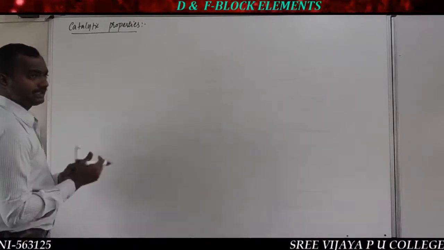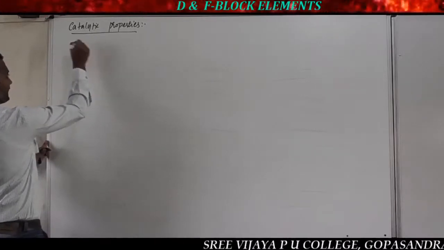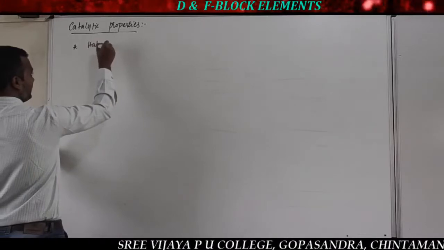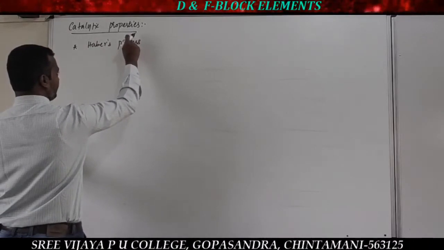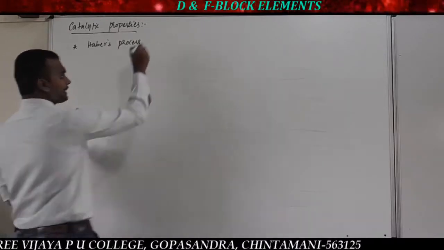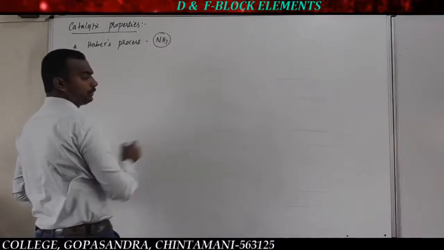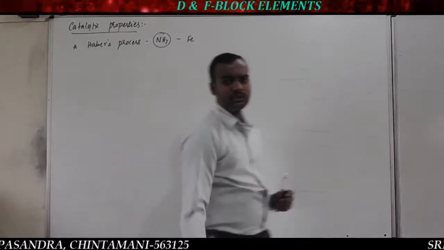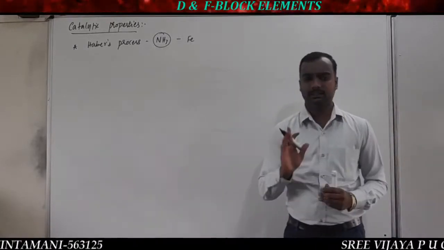Are there any examples, sir? So examples of transition metals used as catalysts: we know that one of the important processes is called Haber's process. We already studied it in group 15 elements. Haber's process is the manufacture of ammonia. In that, iron, or iron oxide Fe2O3, is used as a catalyst. And remember, iron is a d-block element.